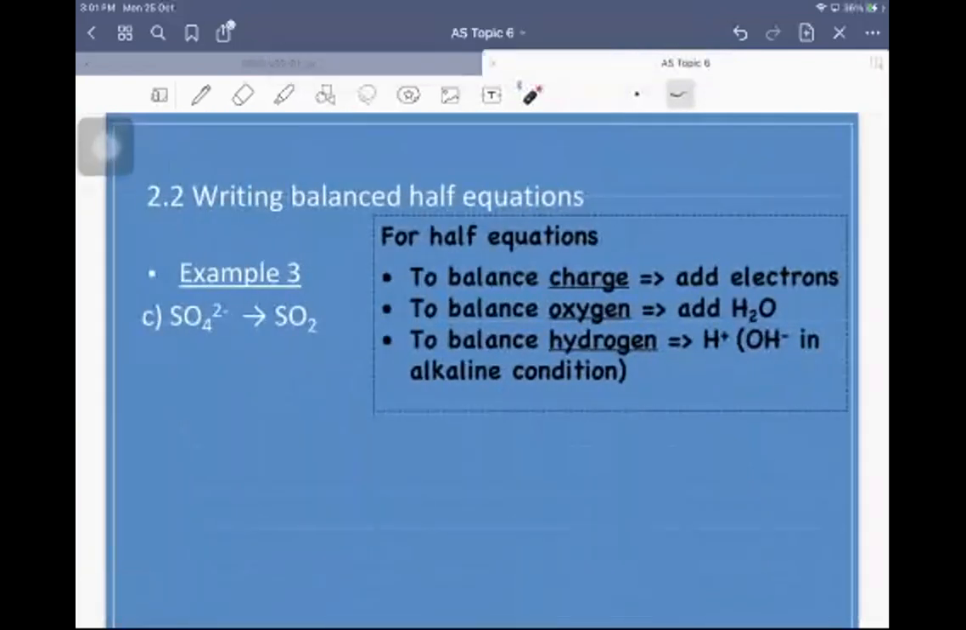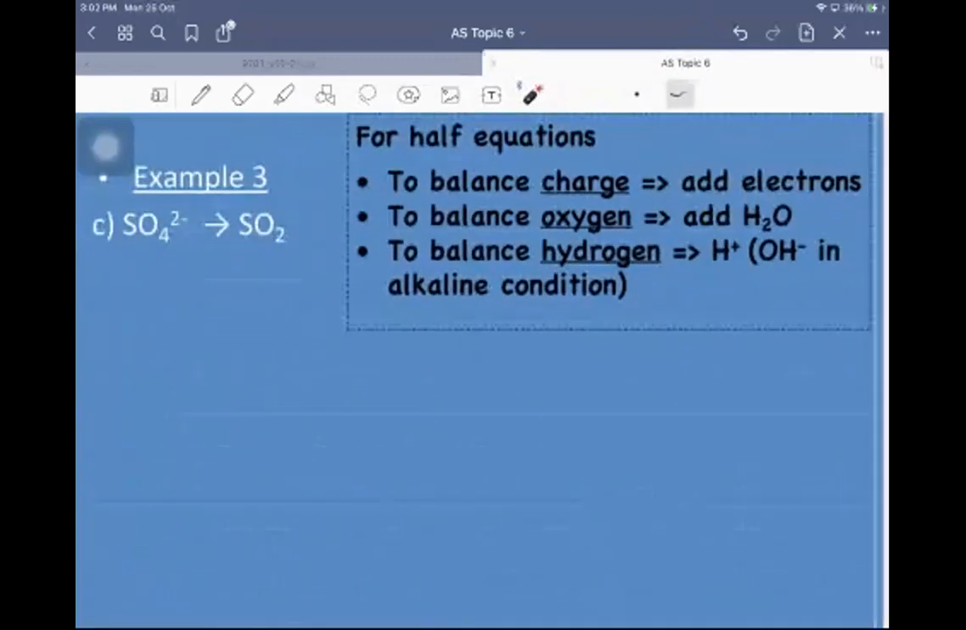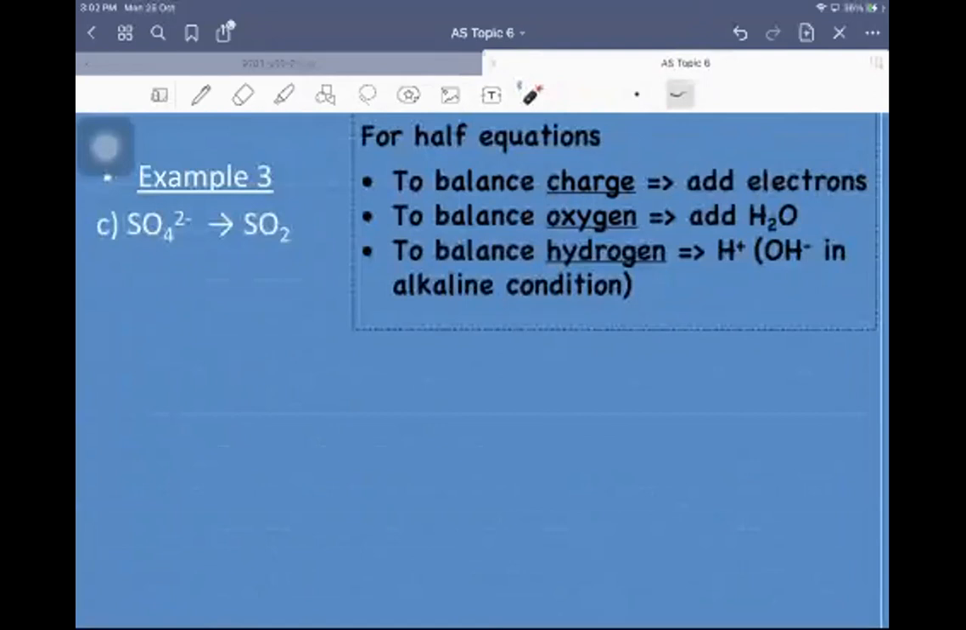Next example. Is it example 4? Still example 3, part C. Okay, so we want to look at the conversion of a sulfate into sulfur dioxide. SO4²⁻ to go to SO2.